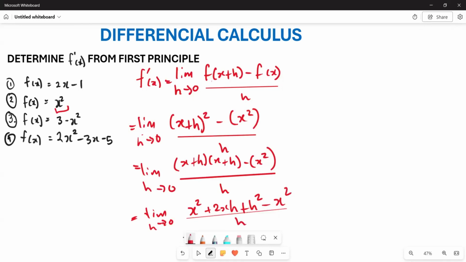over your h, right? Now, what is it that you're going to realize here? These and these are going to cancel each other, right? So which means you are basically left with 2xh plus h squared over h, right? Remember, you still write your limit as h approaches 0.